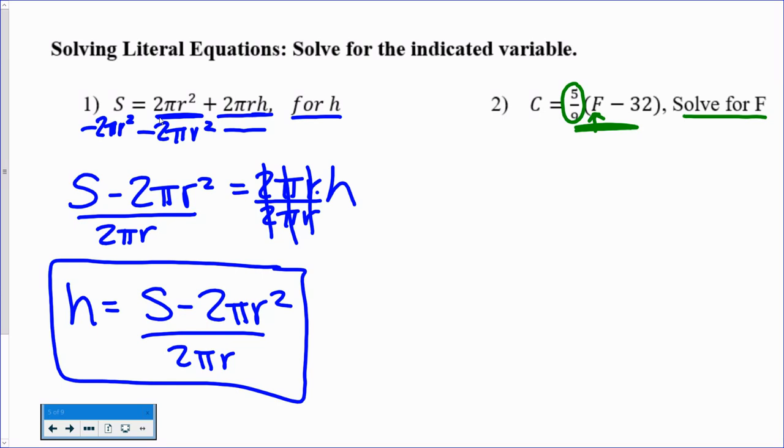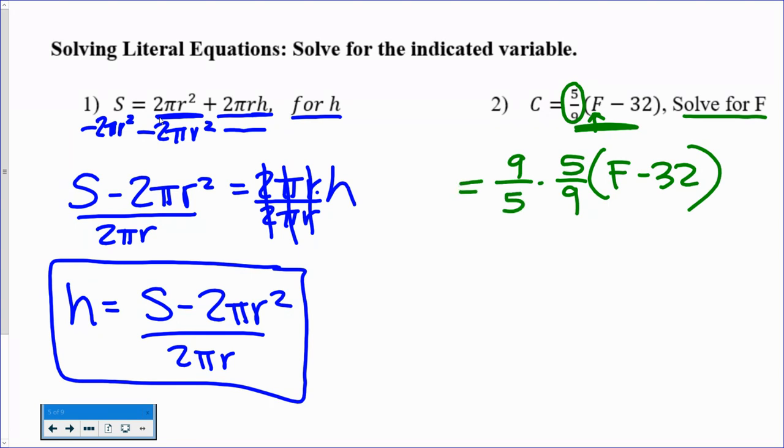If you think back to when you learned multiplying and dividing by fractions, if I divide by 5/9, I am multiplying by its reciprocal, 9/5. So I'm going to take, I'll rewrite it here. So 5/9 times F minus 32. I'm multiplying that by 9/5. And then I'm multiplying my C by 9/5 because I got to do that to both sides to keep this equation balanced.